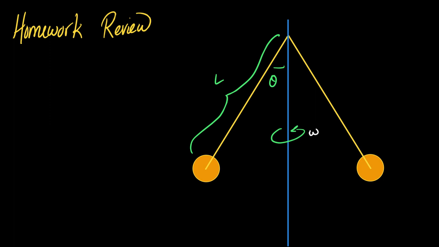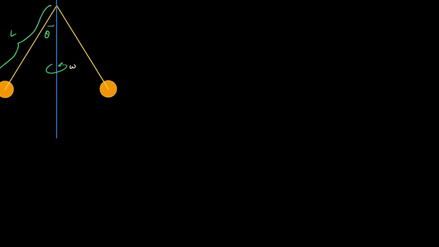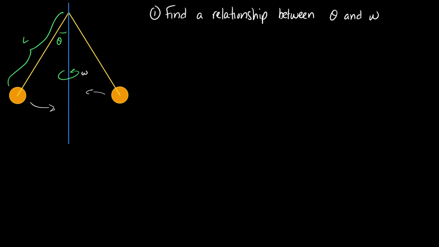So let's start with the first question, which is to find a relationship between theta and omega. In this case, theta represents the angle of the weights as it spins, and omega is the angular speed of the weights as they spin around this axis.